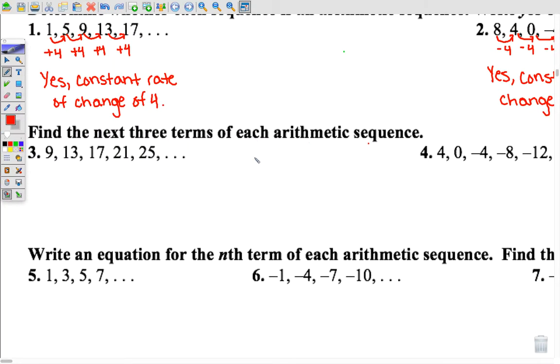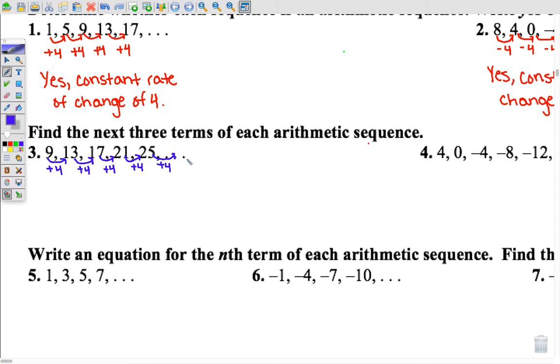Okay, so for these, we're finding the next 3 terms for each sequence. So what we're going to do is figure out what we're going up by, and I'm saying up because I notice my numbers are getting bigger. So from 9 to 13, okay, you have to add 4. From 13 to 17, we have to add 4. 17 to 21, we add 4. 21 to 25, we add 4. And now we want the next 3 terms. So I'm going to do this 3 times.